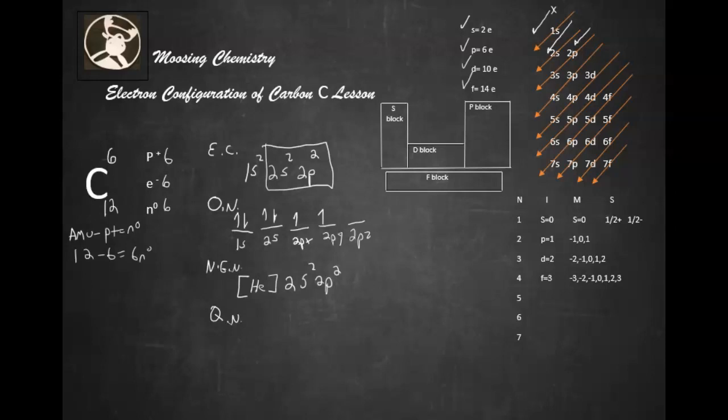Okay, our quantum numbers. Right? So we have quantum numbers N, L, M, and S. And remember that no 2 electrons can have the same set of quantum numbers. That's the Pauli exclusion principle.